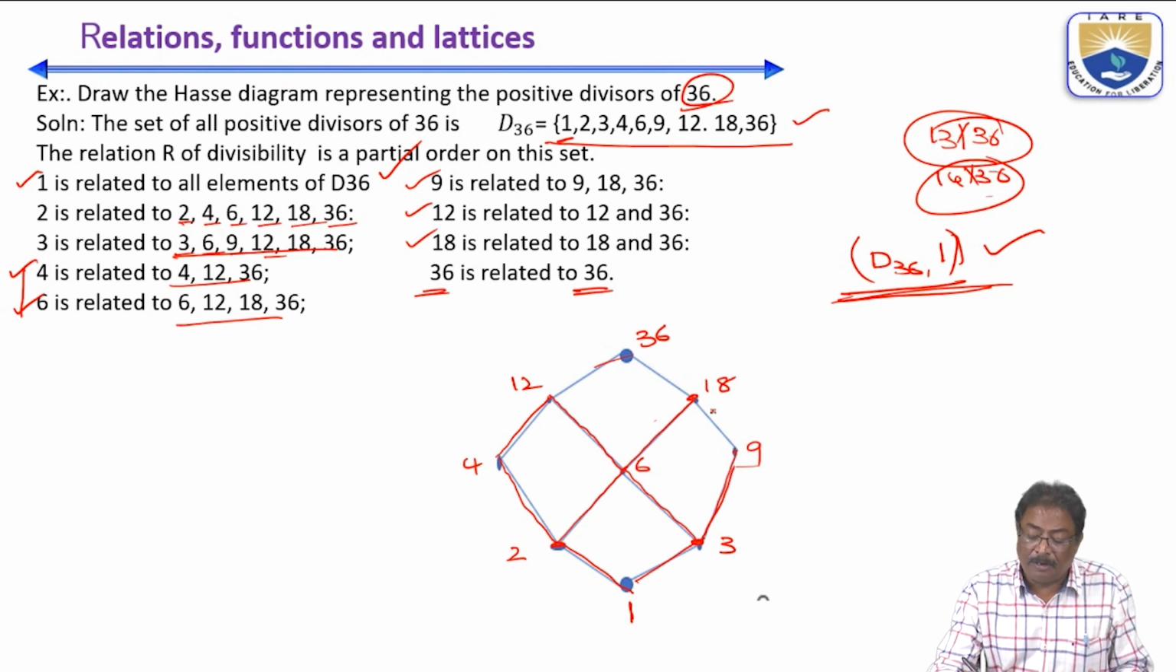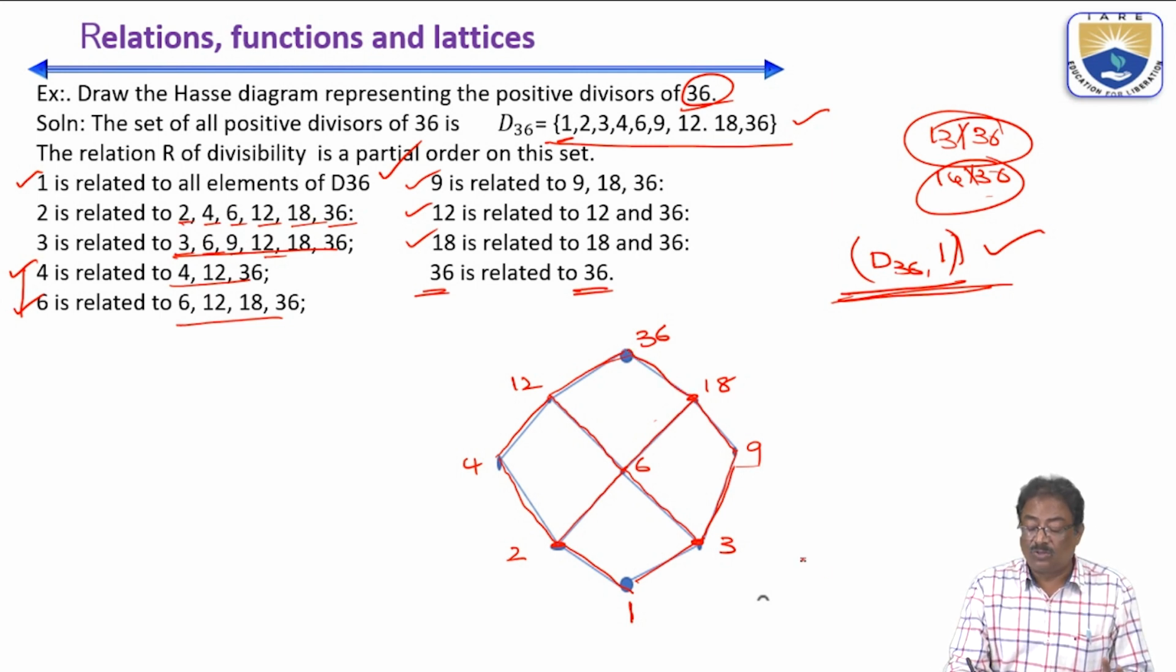Now coming to 9: 9 divides 9, 9 divides 18, 9 divides 36 automatically. Then 12 divides itself, 18 divides itself, and they divide 36 also. So this is known as a Hasse diagram, for the poset D36 with the relation being divisibility.